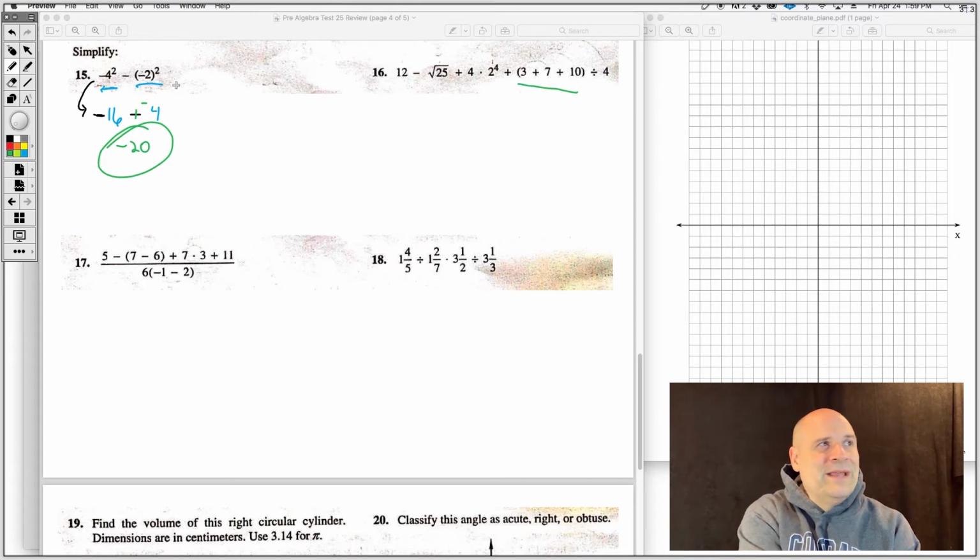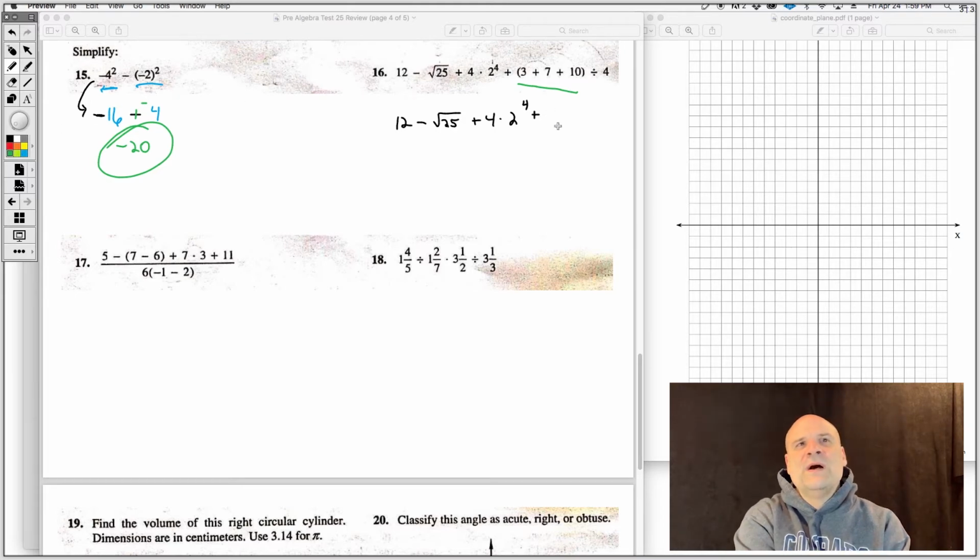All right, number 16, we're gonna do order of operations again, parentheses first. So do that, write everything else the same. Don't try to skip steps here, it's gonna confuse you. So 12 minus radical 25 plus 4 times 2 to the 4th plus, do what's inside these parentheses and you get 20. All divided by 4, just the 20 divided by 4, that's it.